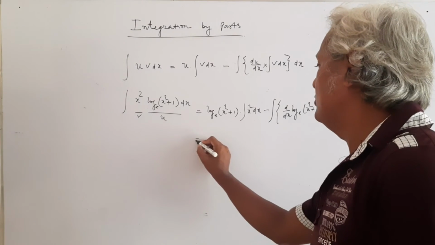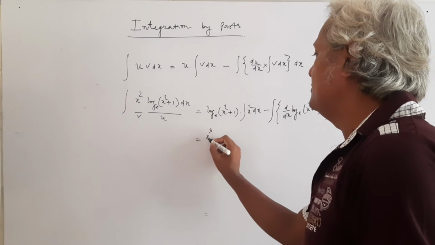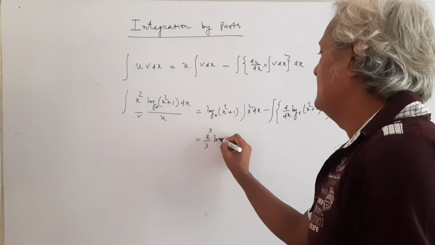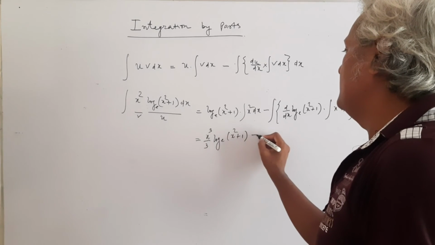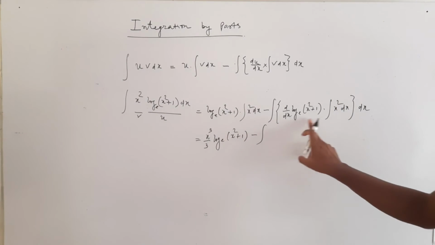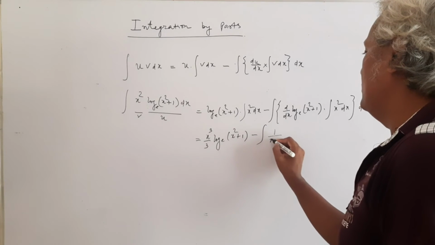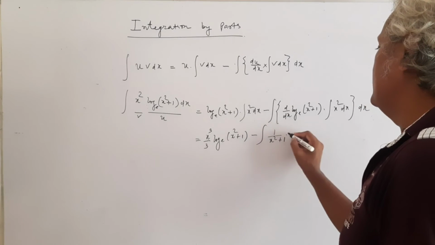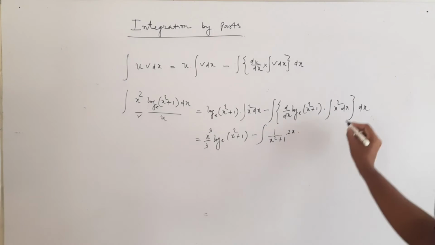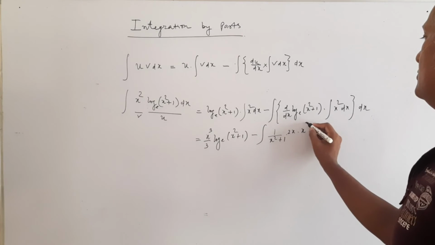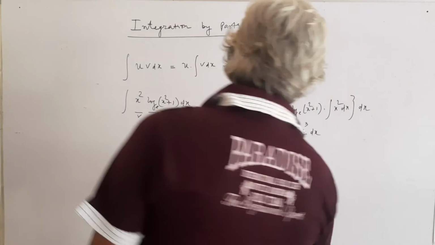So now the integration of x square dx is x cube over 3. So I write here first x cube over 3 log of x square plus 1, minus the integration. This is the differentiation of log, so it is 1 over x square plus 1, into the differentiation of x square plus 1, that is 2x, into the integration of x square, which will give you x cube over 3, dx. Now all these things should be integrated again.